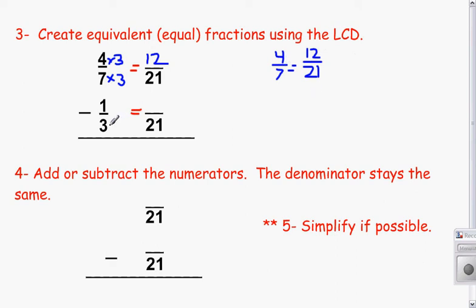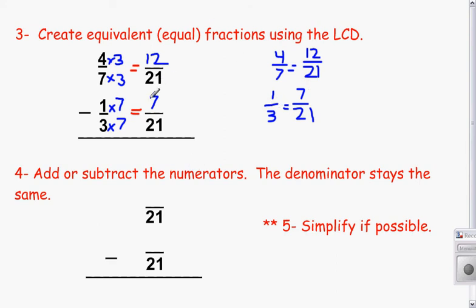Now we're going to do the same thing with our second fraction. How did I get from 3 to 21? I multiplied by 7. Whatever I do to the denominator, I must also do to my numerator, and I get 7 as my numerator. So 1/3 as an equivalent fraction with 21 as a denominator, or that bottom number, is 7/21. They have the same value. Once again, if I simplified 7/21, I would get an answer of 1/3. They have the same value.